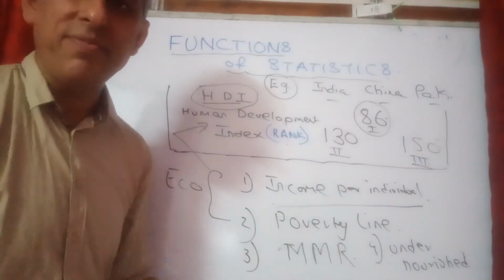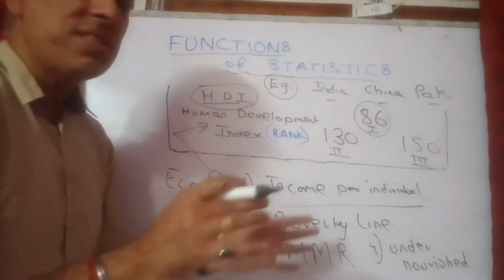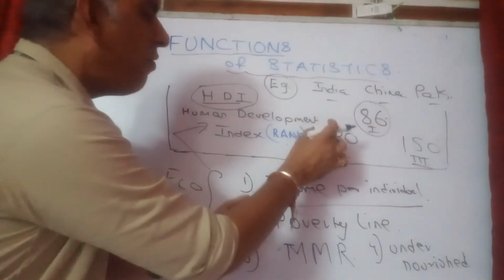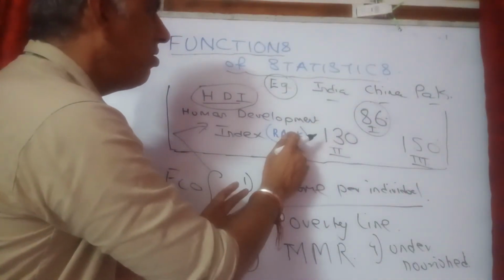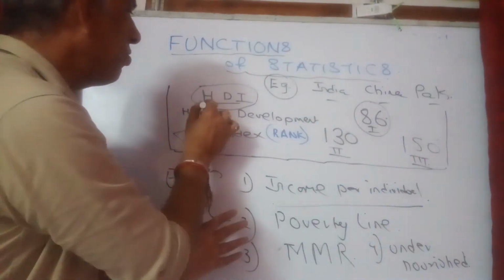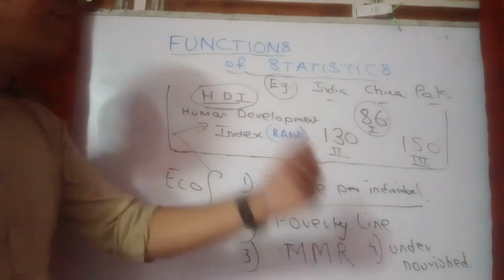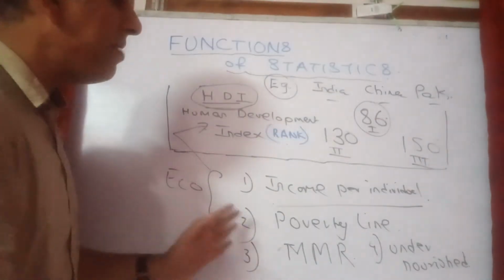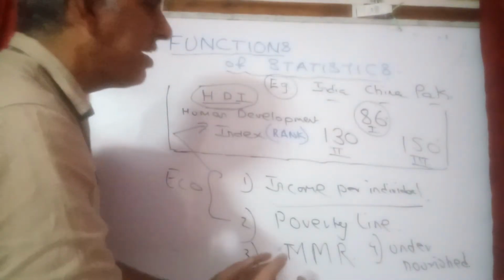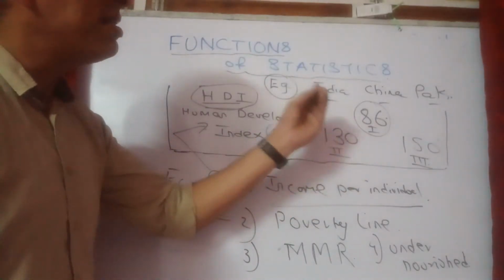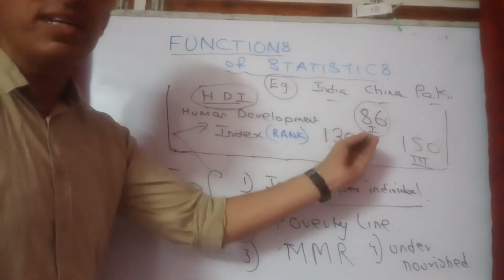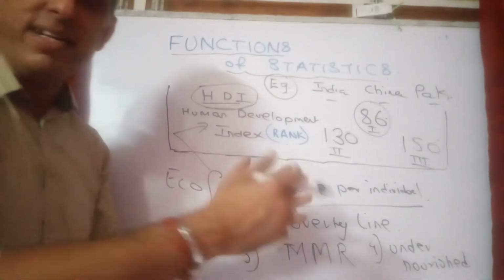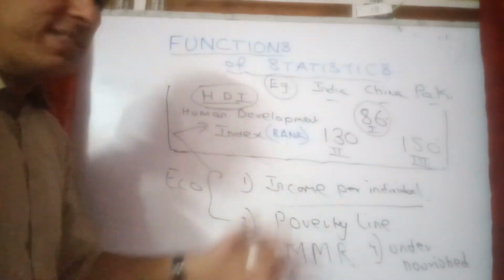These are 2015 figures. But just see what statistics did. Just by quoting one ranking figure for India, China, and Pakistan through a statistical device, Human Development Index, which you will study a little bit later, we are able to make a lot of complex figures appear through the simple numbers representing each country. So, what are the functions of statistics which we can get through this example?